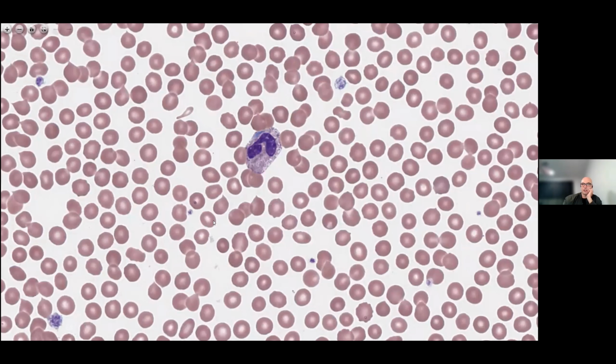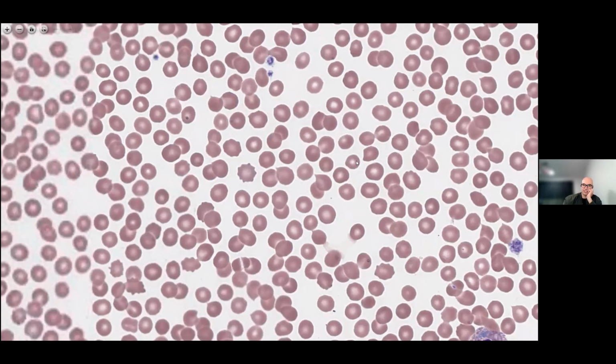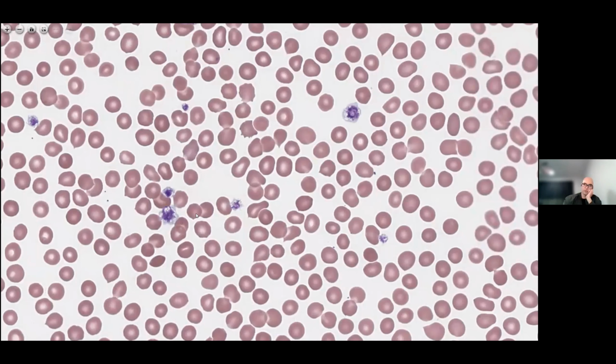And it also causes slight dysplastic megakaryopoiesis. So that's the formation of platelets, and you get a reduced platelet count and larger platelets, and giant platelets in some cases, but they have a normal function.